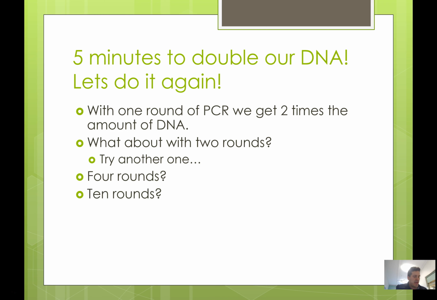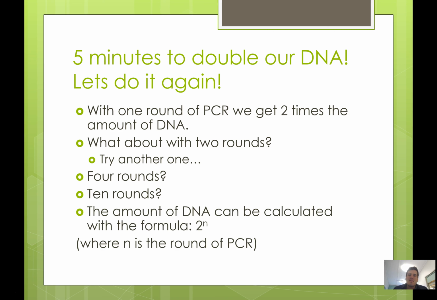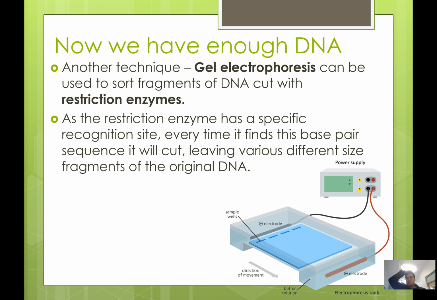10 rounds, we would have 1,024 double strands of DNA. Okay, so the amount of DNA can easily be calculated using this 2 to the power of n formula. So for example, for 10 rounds, we do 2 to the power of 10, which equals 1,024. Okay? All right, so now we have enough DNA.